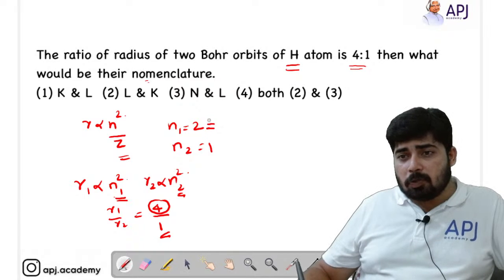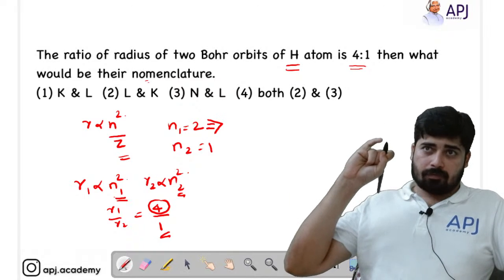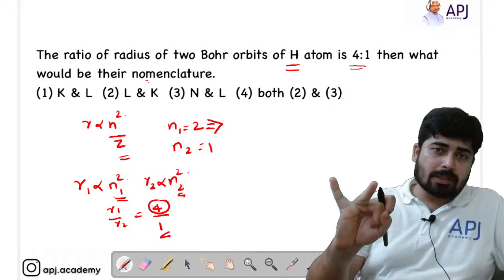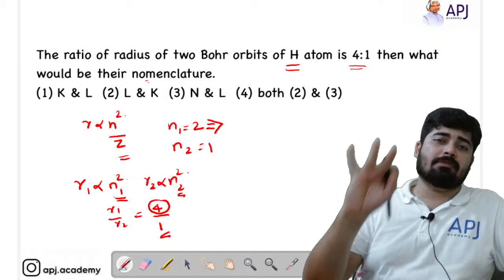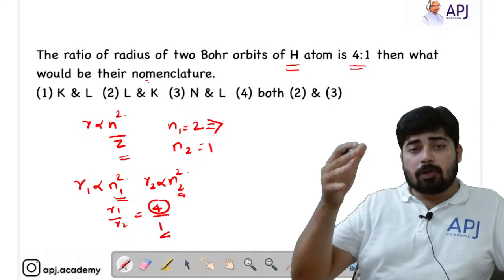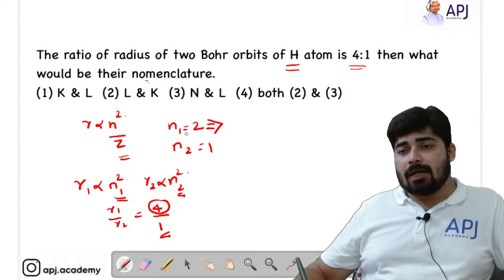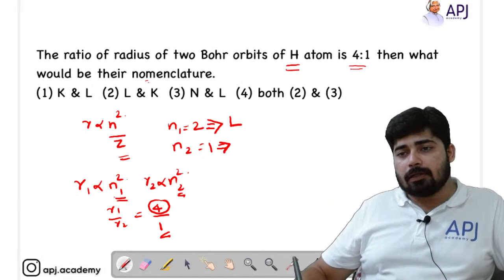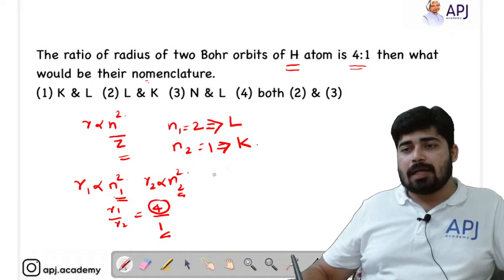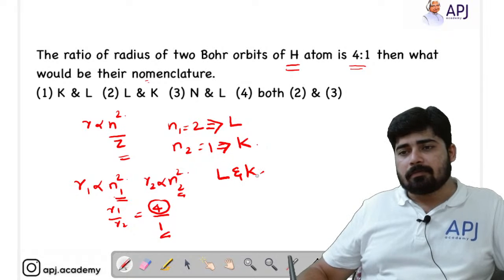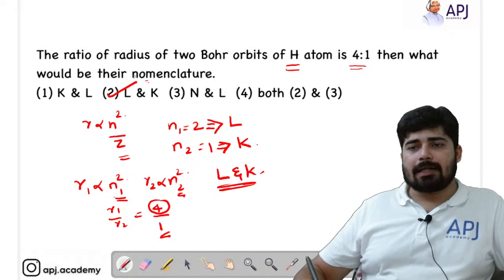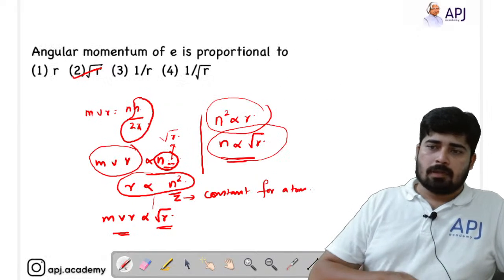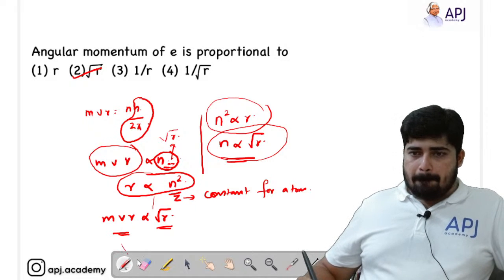So n1 equal to 2 corresponds to which shell? n equal to 1 is K shell, n equal to 2 is L shell, n equal to 3 is M shell, n equal to 4 is N shell, n equal to 5 is O shell. So n1 equal to 2 means it is L shell, and n2 equal to 1 is K shell. So the answer will be L and K. Option 2 is the right answer. Let's move on to the next one.